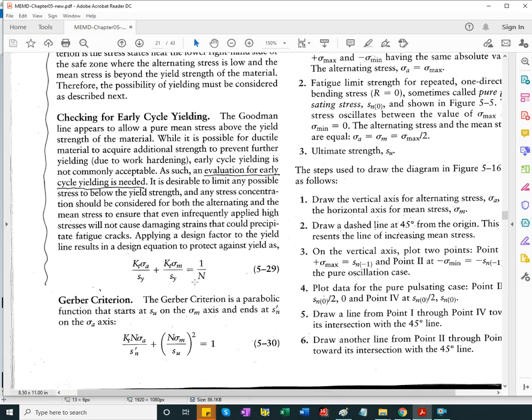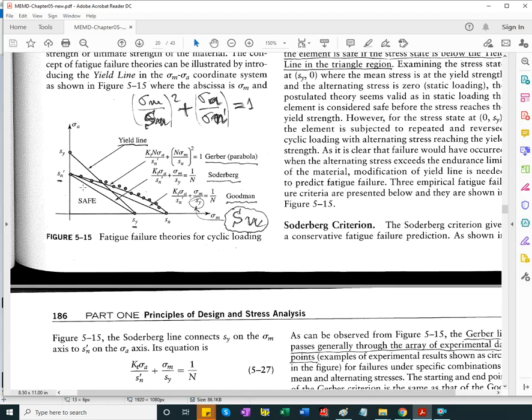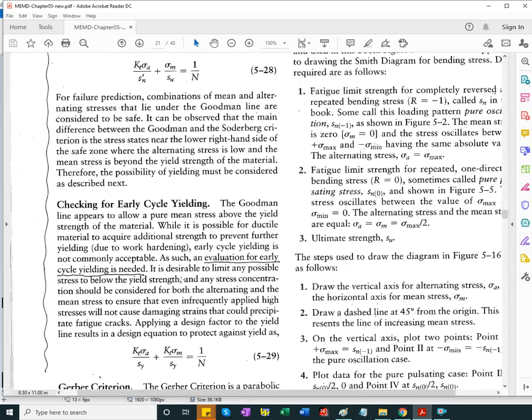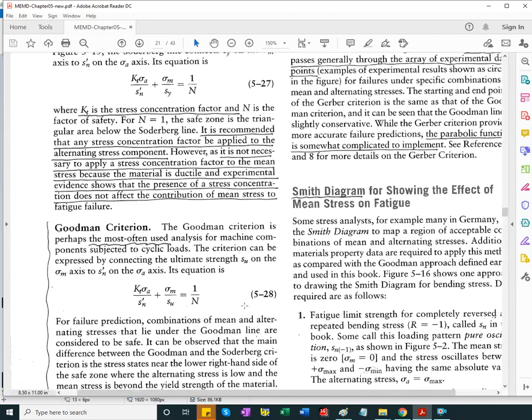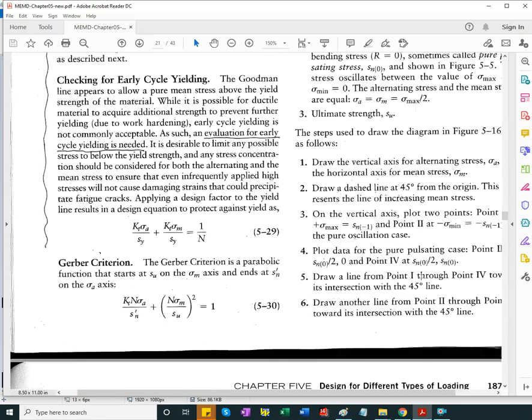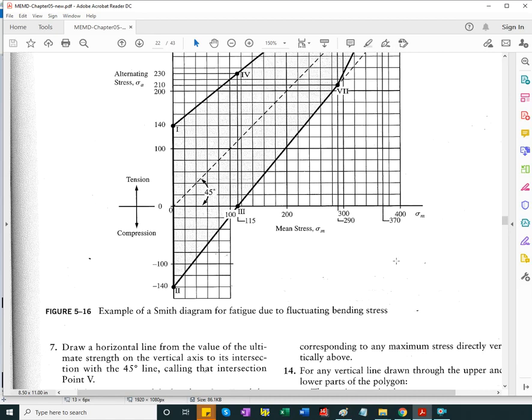Okay, and this is the equation for intersecting with the yield line, and of course the stress concentration factor, as you can see here, was applied to both the alternating and the mean stress. Other ways of presenting mean alternating stress limits are using the Smith diagrams. We're not going to use them.